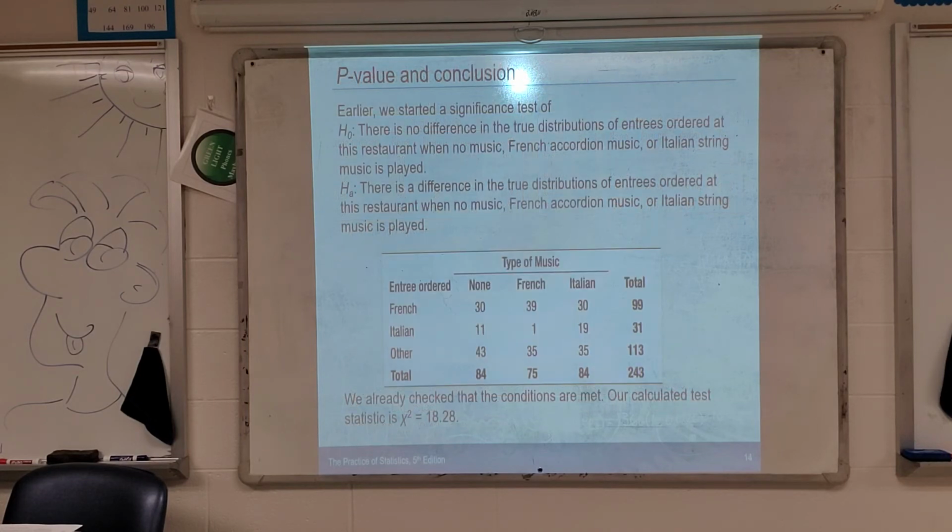Earlier we started the significance test with the null hypothesis that there's no difference in the true distributions of entrees ordered at this restaurant when no music, French accordion music or Italian music is played. And the alternative is that there is a difference in the true distributions of entrees ordered at this restaurant when no music, French accordion music or Italian string music is played. We already checked the conditions are met. Our calculated test statistic is 18.28. That's our chi-squared value we got.